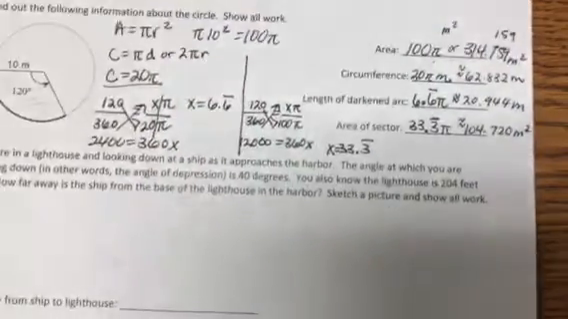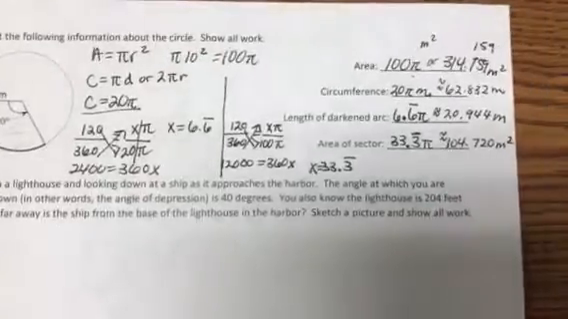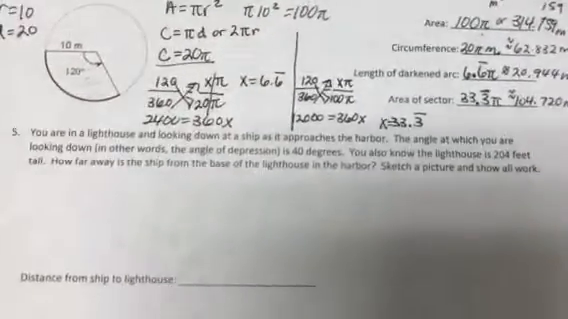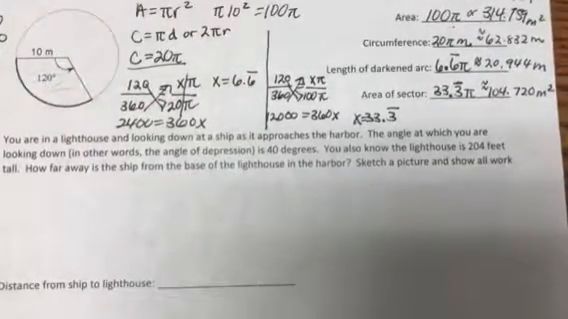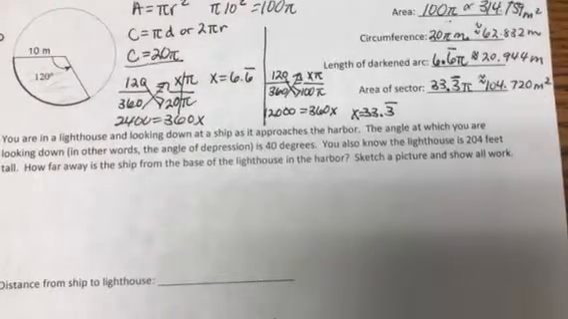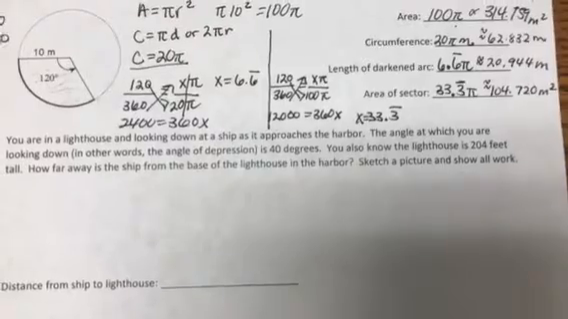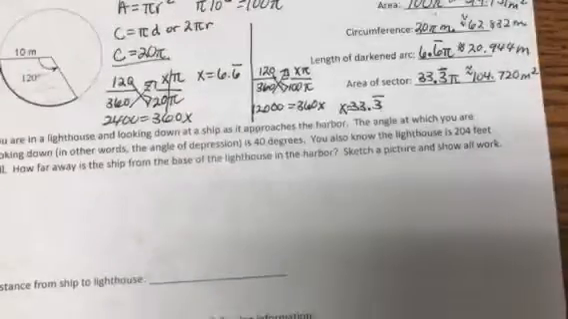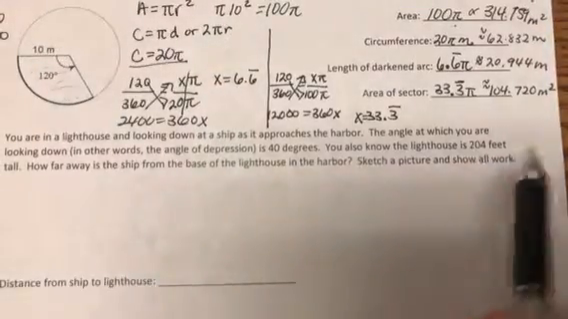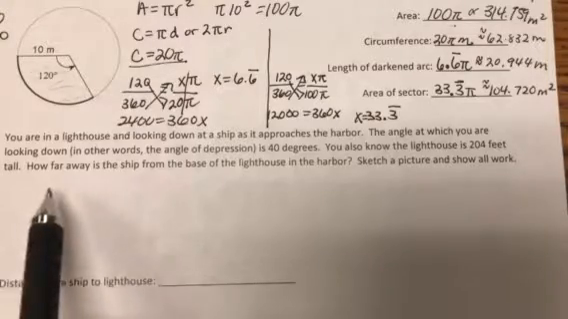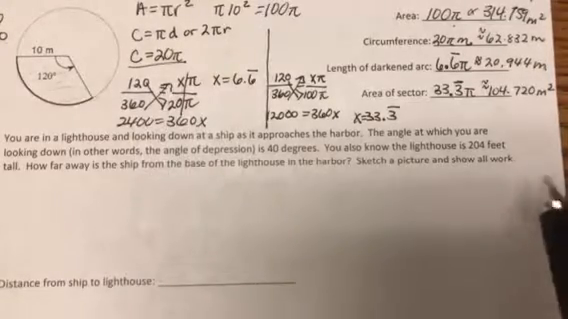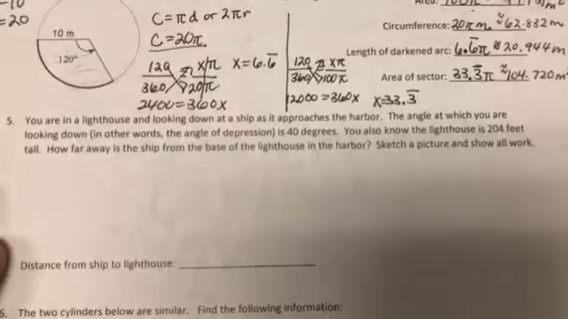All right, let's look at problem 5. So for problem 5, you are in a lighthouse and looking down at a ship as it approaches the harbor. The angle at which you're looking down, or the angle of depression, is 40 degrees. You know the lighthouse is 204 feet tall. How far is the ship from the base of the lighthouse? Sketch a picture. Show all work.